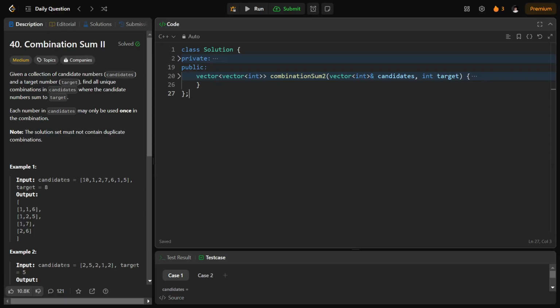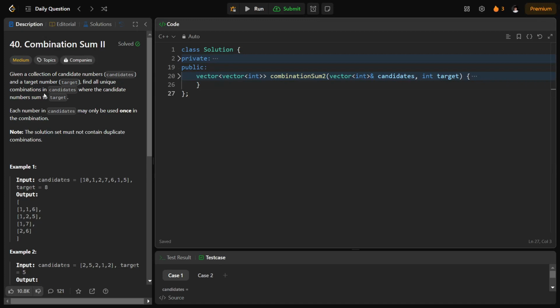So this is our daily LeetCode question, and before solving this, I urge you to watch Combination Sum 1, or at least solve Combination Sum 1, because that is very important to understand this question. Although you can do it without that as well, having an idea of Combination Sum 1 would be of great help.